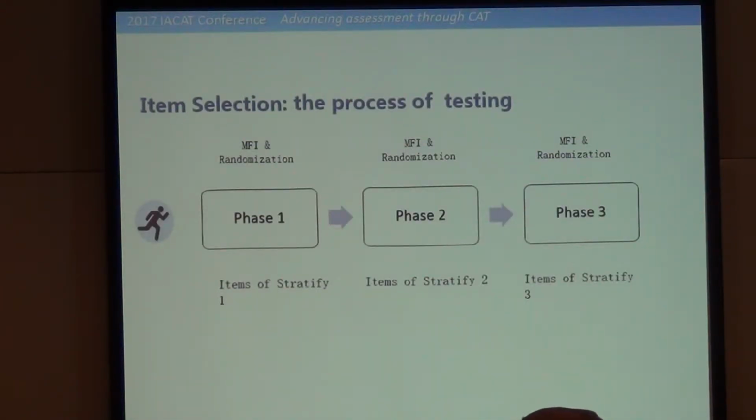This is the process of the testing. For each candidate, he will first get an item from stratum 1, and then get items from stratum 2, last from stratum 3. This is the process of testing for each candidate.